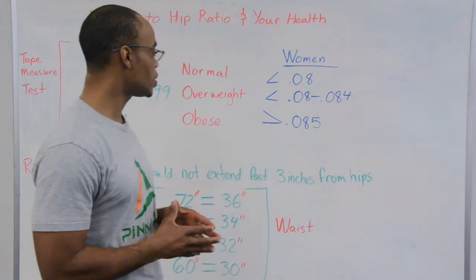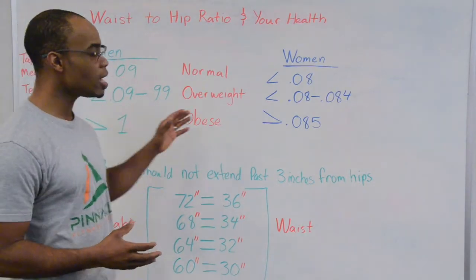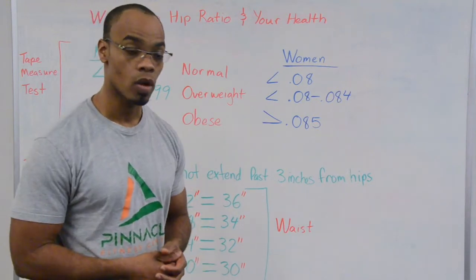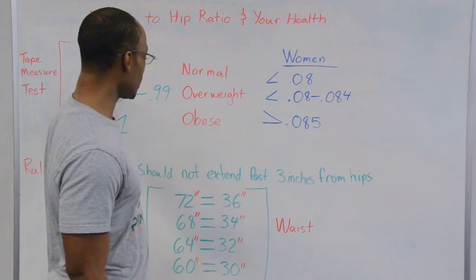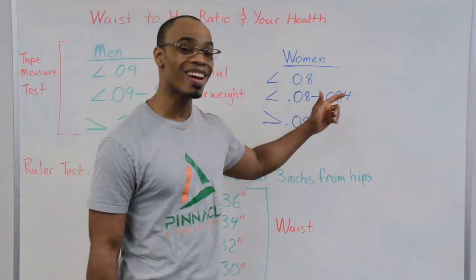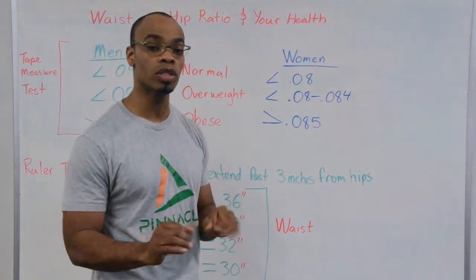Now, what I have done here is I've put a chart together where men and women should be according to their waist and hip ratio. Now, if you are under 0.09 for men or 0.08 for women, you're in the right range. Congratulations. Keep doing what you're doing.